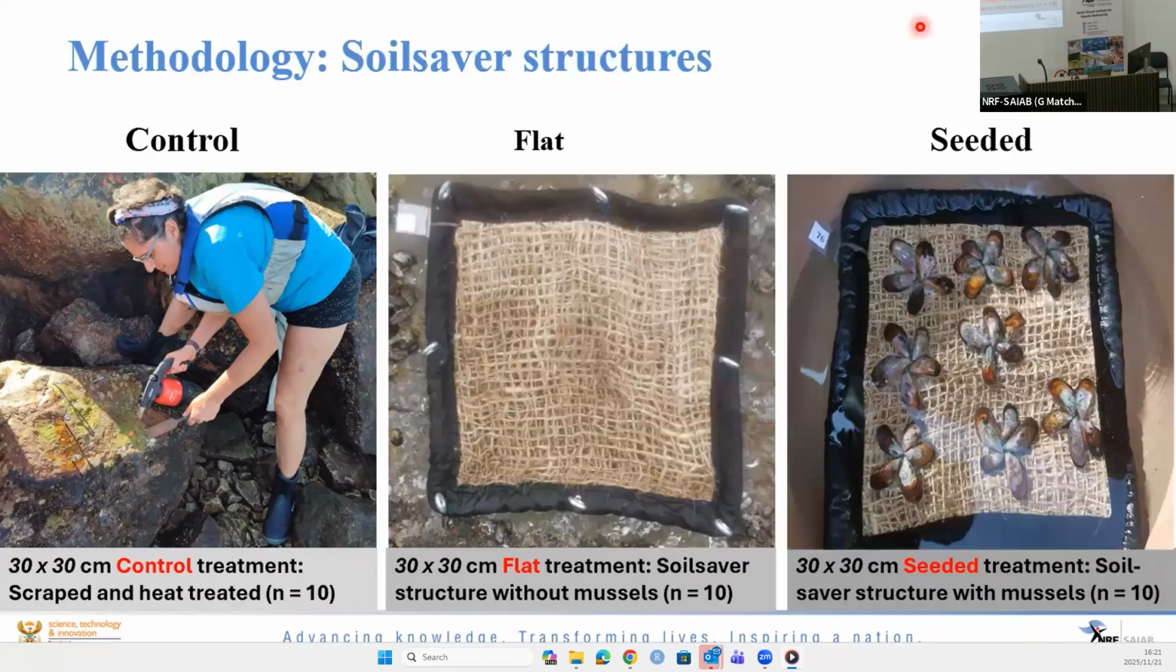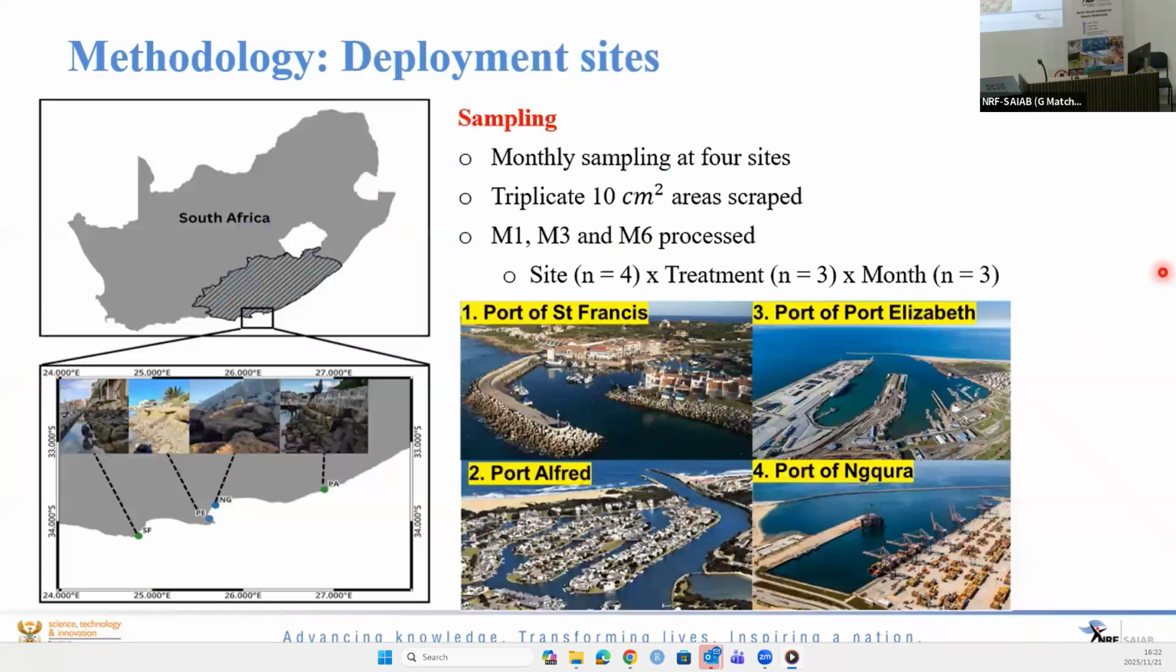The second design was the soil saver structures, which were made from natural wood fiber, similarly consisting of one control, a flat without mussels, and a seeded with mussels treatment. So we conducted monthly sampling at 4 sites, namely St. Francis, Port Elizabeth, Port Alfred, as well as Port Nolloth, where 38 centimeter squared areas were scraped in order to collect the biofilm materials.